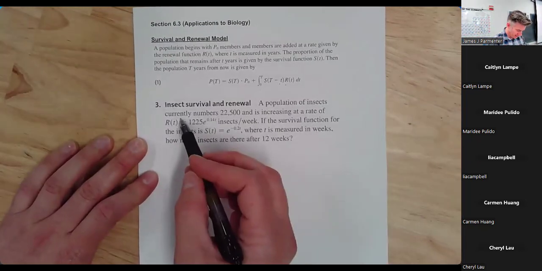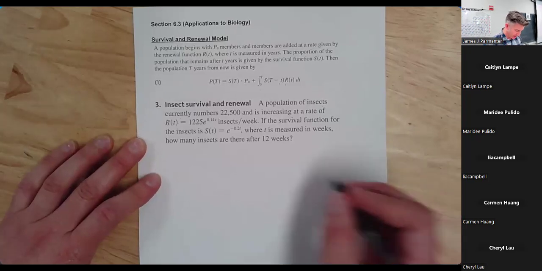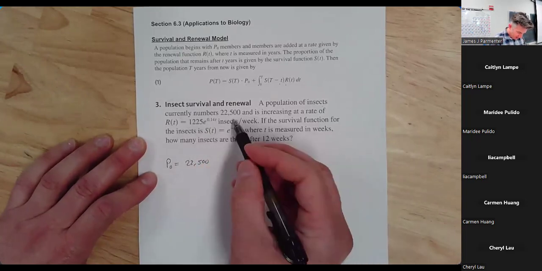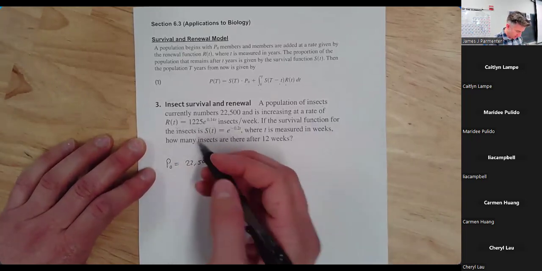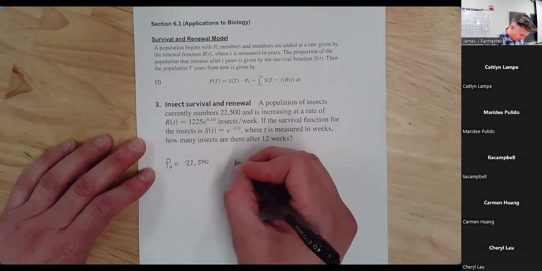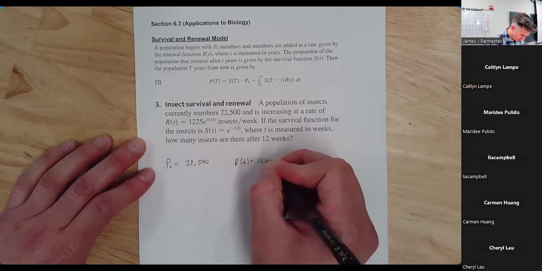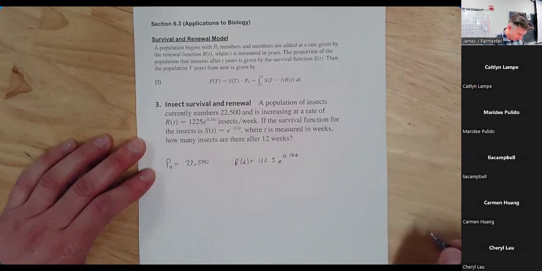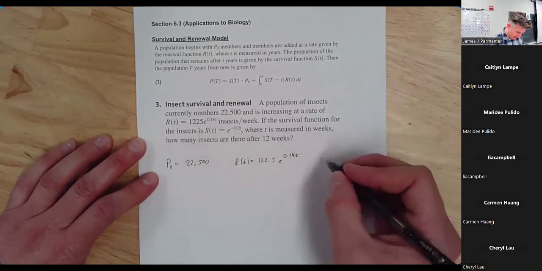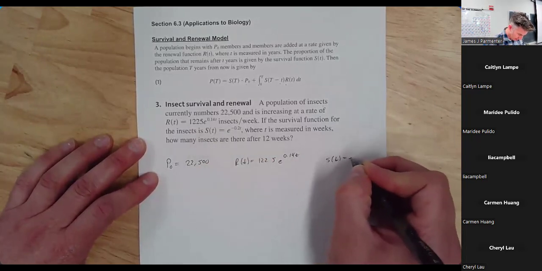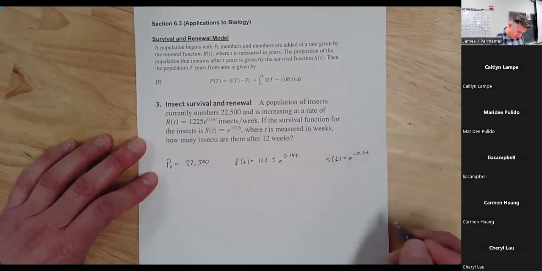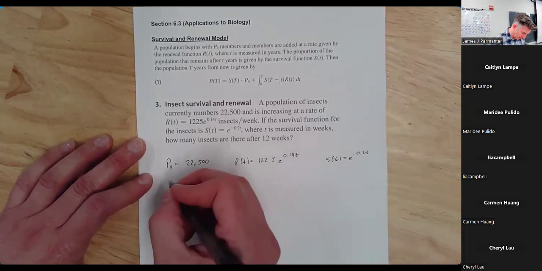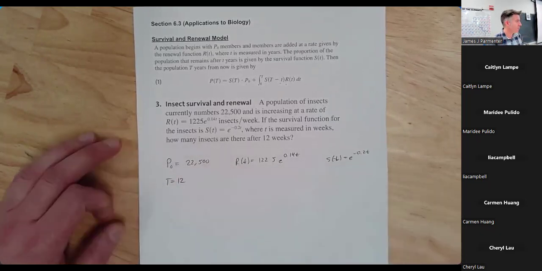The population of insects currently numbers 22,500. So that's our P naught. Let's write stuff down as we go. And it's increasing at a rate of R of T. They told us what R of T was: R of T is 1,225 e to the 0.14 T insects per week. If the survival function for insects is S of T equal to e to the negative 0.2 T, where T is measured in weeks, how many insects are there after 12 weeks? So our capital T is 12.